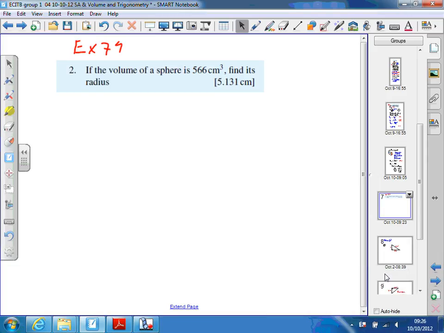So exercise 79 number 2, let's look at this. The volume of a sphere is 4/3 pi r cubed. This particular question is asking to find the radius. They give you the volume and you're asked to find the radius. So it's a classic example where you have to rearrange the formula.